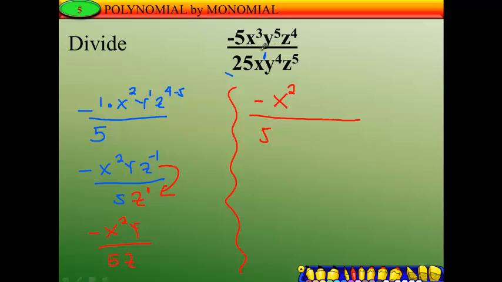y to the fifth power divided by y to the fourth power. The exponent of the y in our numerator is higher compared to our denominator, so your y stays in your numerator. Subtract the exponents, 5 minus 4, which is 1. For z, note that the exponent in our denominator is larger compared to the exponent in our numerator. So your z stays in the denominator. And then we subtract, 5 minus 4 is equal to 1. So our final answer will be negative x squared y over 5z.